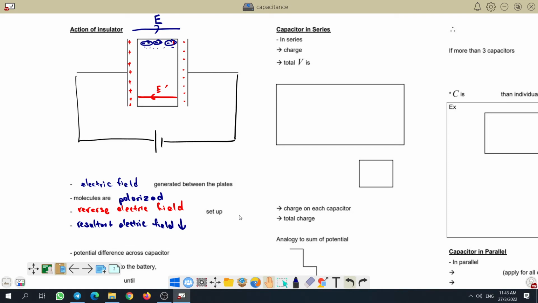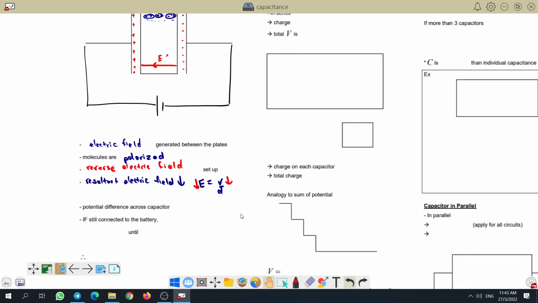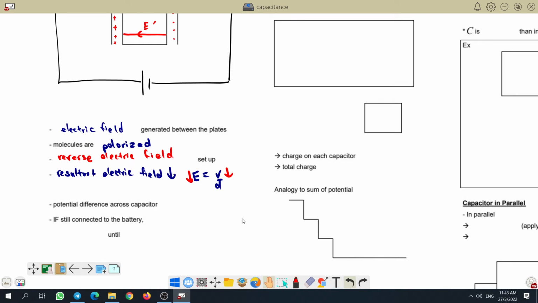So what will happen to the V when E decreases? Guna formula apa? V per D. Yes. Okay. So when your E decreases, because there's an inverse electric field, so V pun decrease. Alright. So potential difference across the capacitor decreases. Decreases, yes.